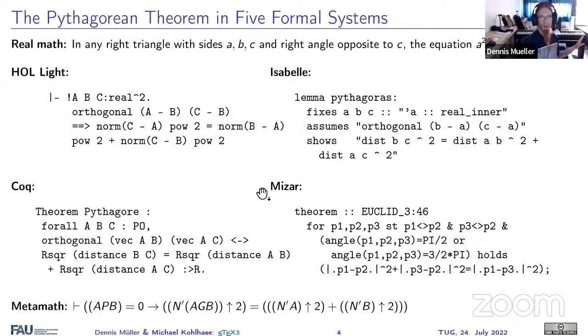Having said all of that, here's one example in case you've never seen what these systems look like. So here's an honest-to-goodness real math theorem, right? In any right triangle with sides a, b, c, and right angle opposite to c, the equation a squared plus b squared equals c squared holds. I think you've all seen that. And here's what that looks like in theorem prover systems. If you're a computer scientist or you have some programming experience, you might look at this and think, okay, this is just syntax, I can learn this. If you're a mathematician, this is scary.